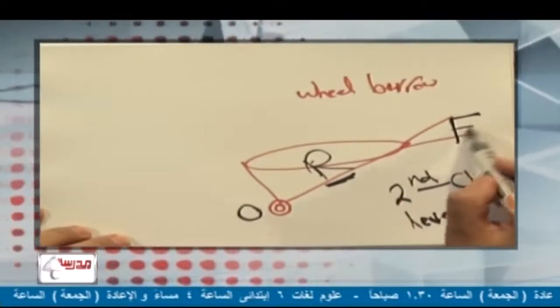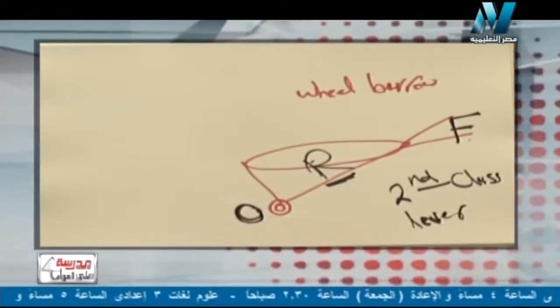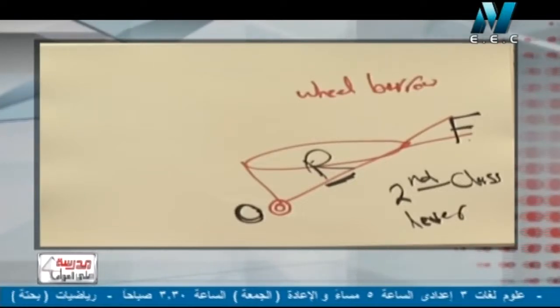عشان عندها resistance ما بين ال effort force والفالكرم، عشان كده هنسميها second class lever. So again, the wheelbarrow is a second class lever because it has the resistance between the effort force and the fulcrum. Give reason: because it has the resistance force R between fulcrum O and effort force F. So you must memorize all three points F, R, O, and you must practice by drawing to determine the type of lever according to the midpoint.